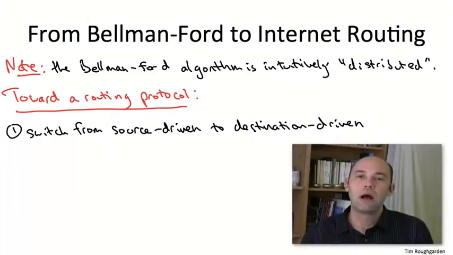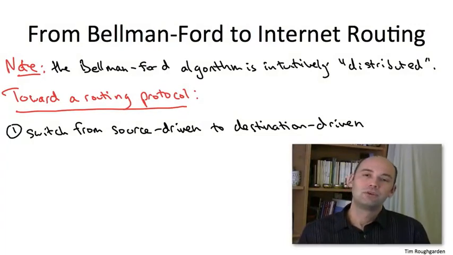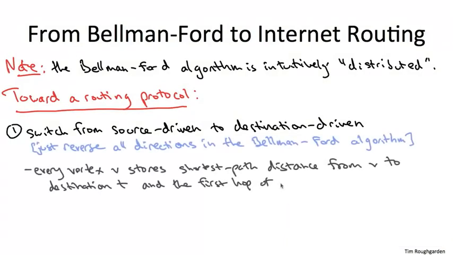All you have to do to accommodate destination-driven routing is reverse all of the directions in the Bellman-Ford algorithm. So instead of having a source vertex S out of which you compute all shortest paths, you're going to have a destination vertex T into which you compute shortest paths from all possible origins. Each vertex, rather than storing a predecessor pointer, the final hop on a shortest path from S to that vertex, it's going to store the first hop on a shortest path to the destination T.